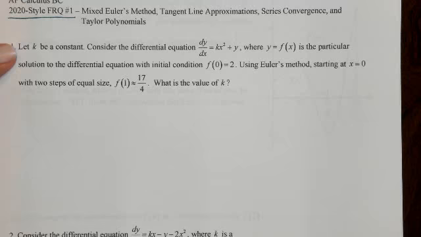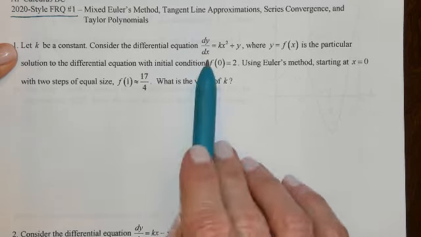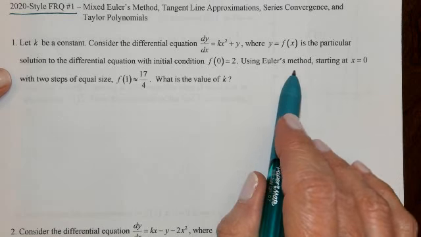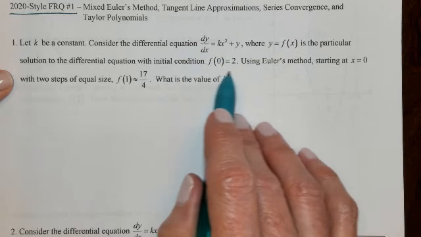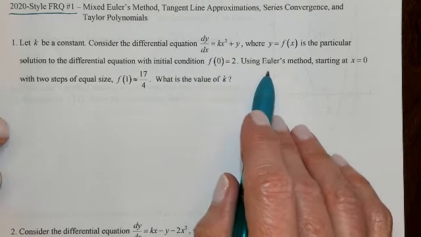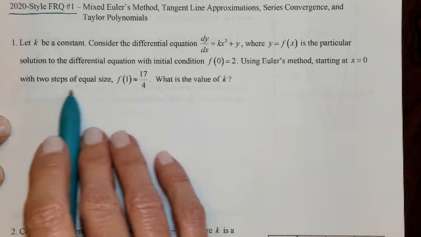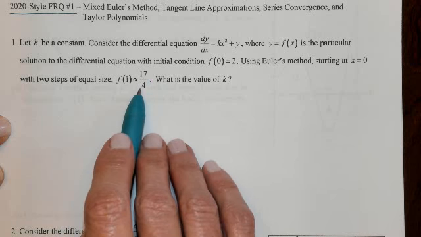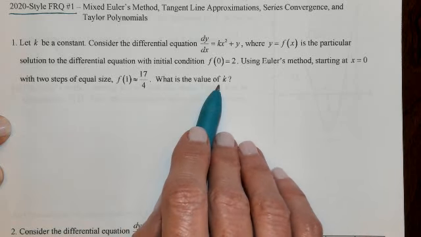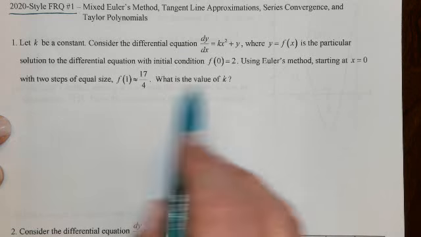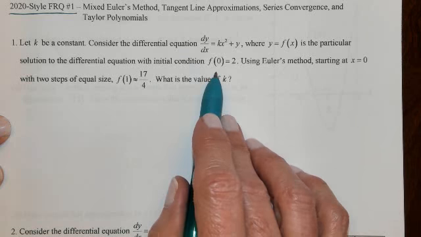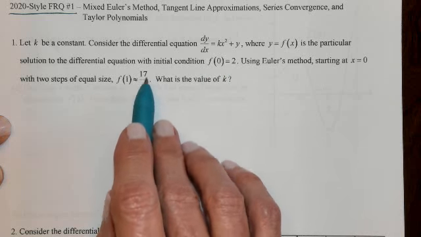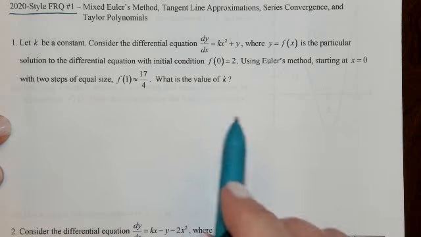Okay, it says let k be a constant and consider this differential equation where y is equal to f of x is the particular solution to the differential equation with initial condition f of 0 is 2. Using Euler's method starting at 0 with two steps of equal size, f of 1 is approximately 17/4. What is the value of k? So if you apply Euler's method with two steps of equal size starting at f of 0 is equal to 2, you will get f of 1 is approximately 17/4. So through this process we should be able to find the value of k.